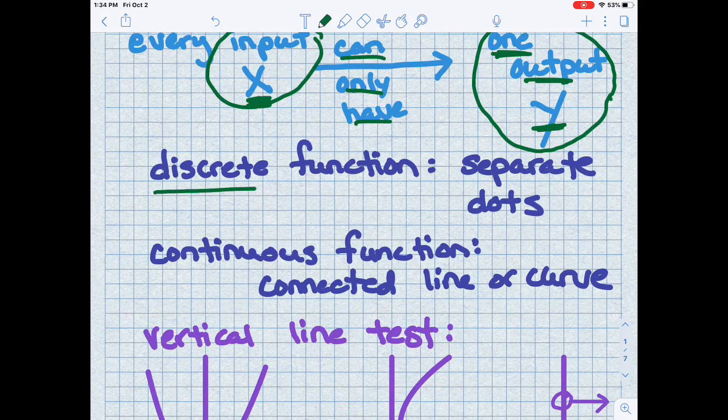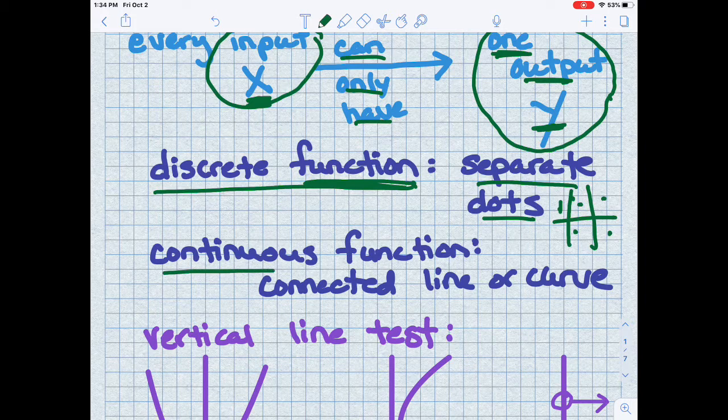Discrete functions are functions where we have separate dots. So you have a graph and then you might have dots around. The functions are not going to have dots that line up over the top of each other. This one's a little iffy. Let's say these are not quite lined up top to bottom. A continuous function has a connected line or a curve. So on the graph, it doesn't have dots, it has an actual line or curve.